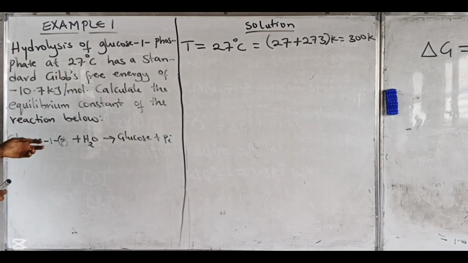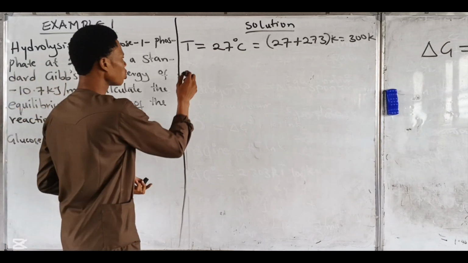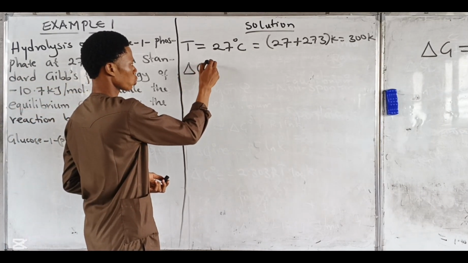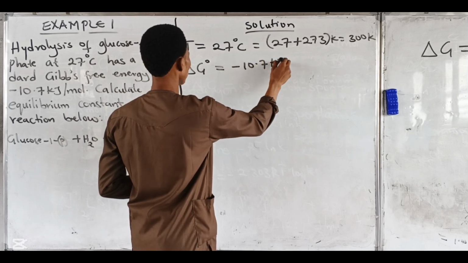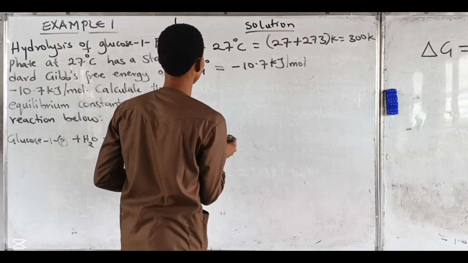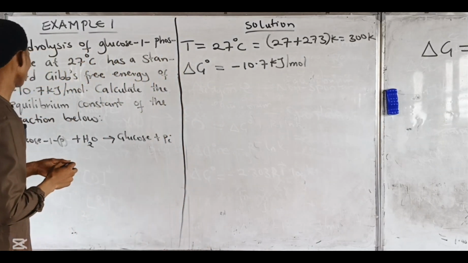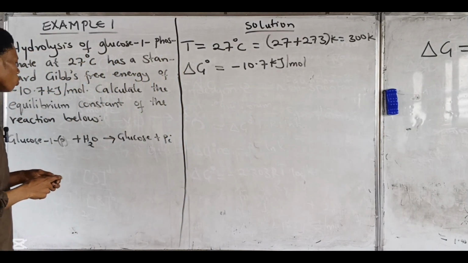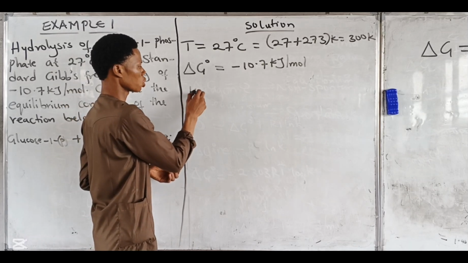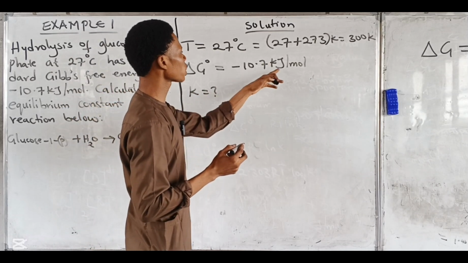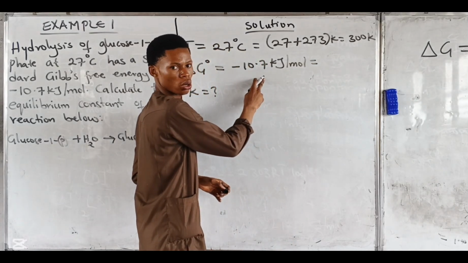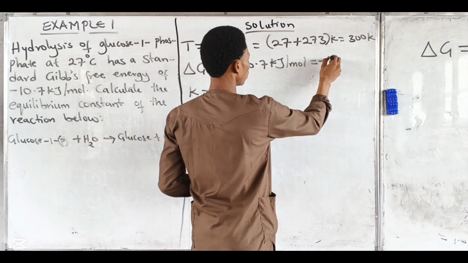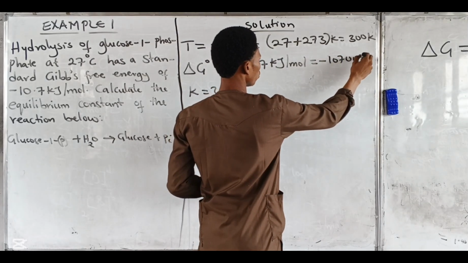What else were we given in this equation? We're given standard Gibbs free energy, and you know standard Gibbs free energy is delta G naught. It was given as minus 10.7 kilojoules per mole. And what else are we given? We're asked to calculate the equilibrium constant of the reaction, right? Equilibrium constant is K. Now, if this is kilojoules per mole, if we convert it to joules per mole, we'll be multiplying by 1000, right? So this will be minus 10,700 joules per mole.